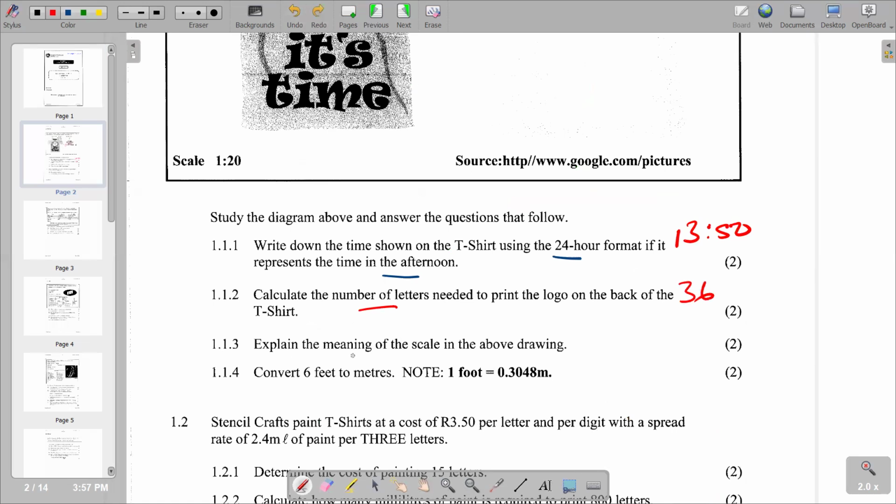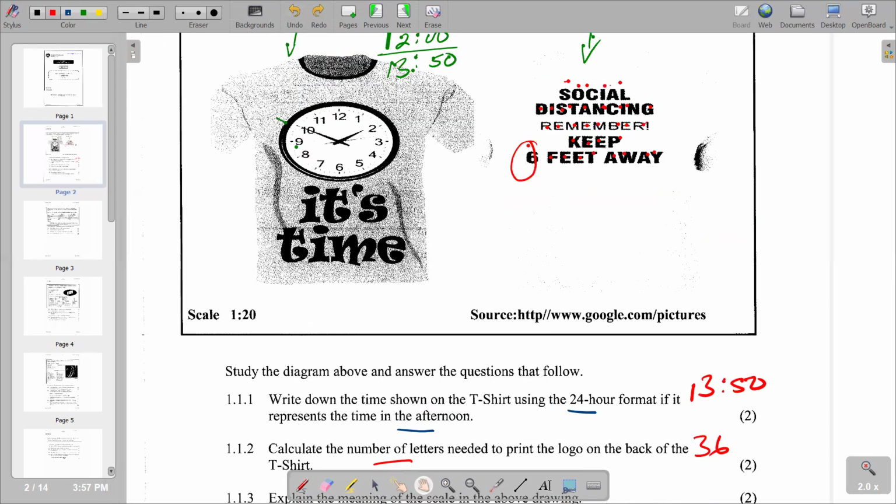1.1.3, explain the meaning of the scale in the above drawing. So we see that the scale that we are using is here. What exactly is being denoted by this scale? Obviously it's 1:20, meaning 1 unit on the diagram of the t-shirt represents 20 units in reality. So that's what it represents. 1 unit on the diagram of the t-shirt represents 20 units in reality.